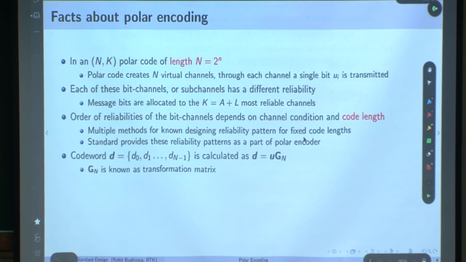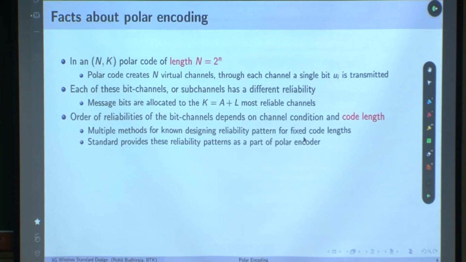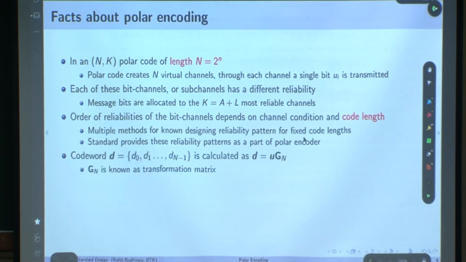So how is it done? This is the philosophy: the polar encoder creates these virtual channels and assigns these k bits to the most reliable channels. That's all. And then it is an encoder at the end of the day.